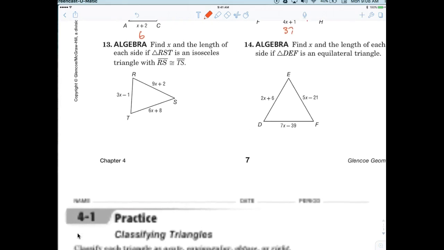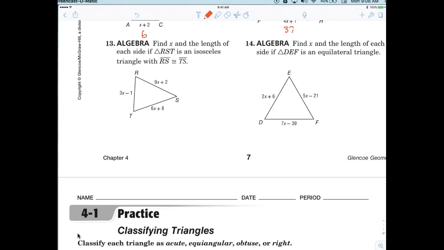So here we go. 13. RS is congruent to TS. So practicing your mental math again. What do we got? x equals what? So they agree with that? x equals 2. Everybody looking at that? x equals 2. Now each side, 20, 20, then what?